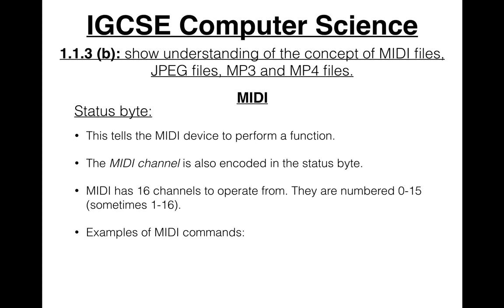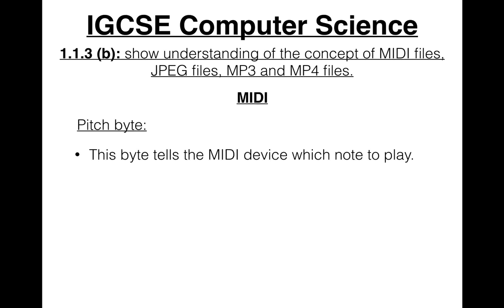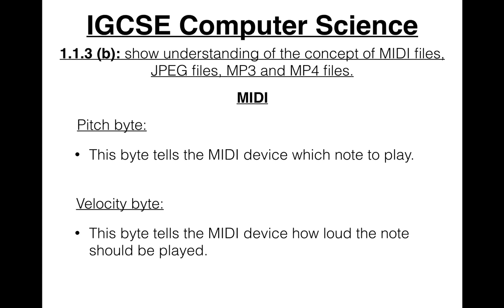Examples of MIDI commands include note on or off, which indicates if a key has been pressed, and key pressure, which indicates how hard the key has been pressed, to control the volume. The harder the pressure, the louder the volume. Then there's the pitch byte, which tells the MIDI device which note to play, and the velocity byte, which tells the MIDI device how loud the note should be played.